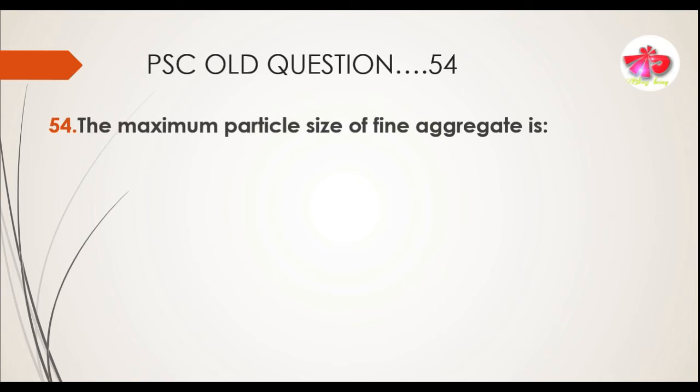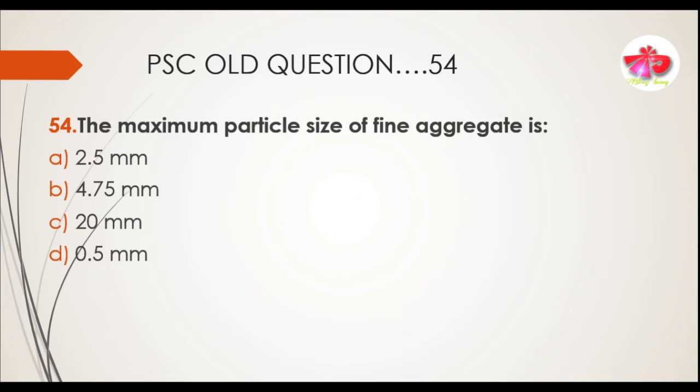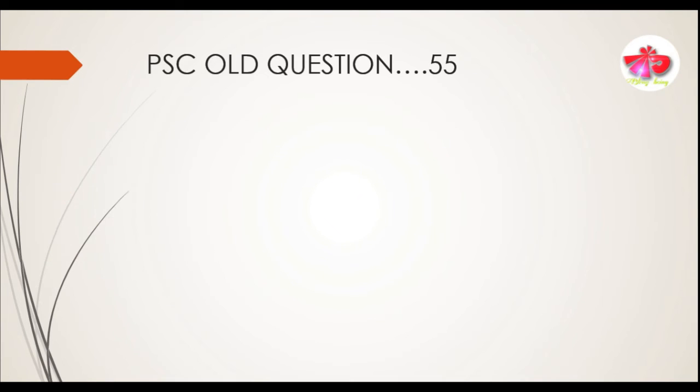Question number 54. The maximum particle size of fine aggregate is option A 2.5, option B 4.75, option C 20 mm, and option D 0.5 mm. So friend, the maximum particle size of the fine aggregate is 4.75 mm.